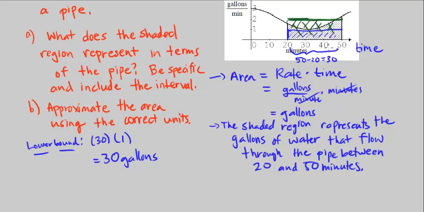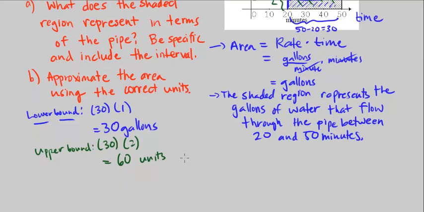The upper bound, if we go all the way to green here, that's going to be the same base of 30, but now we're going to a height of 2, okay? So the upper bound is the rectangle with base 30 and the height of 2, which is 60 units. All right? So what would be a good approximation? Well, I would say maybe something in between, maybe the average, right? Because we don't know exactly. So a good approximation might be the average.